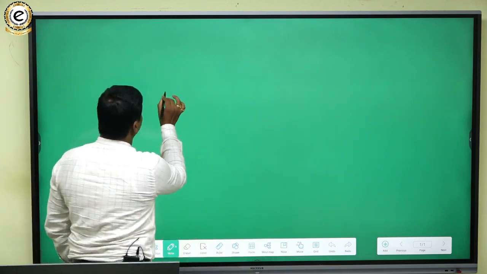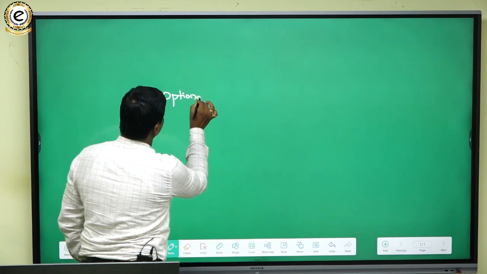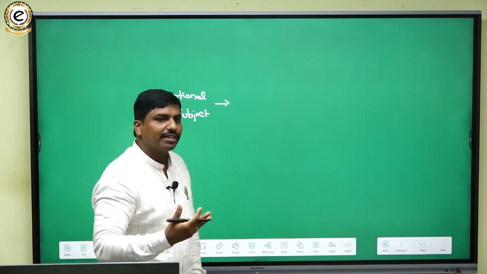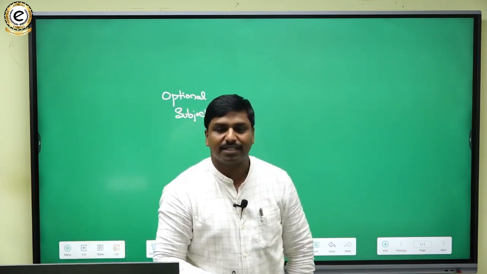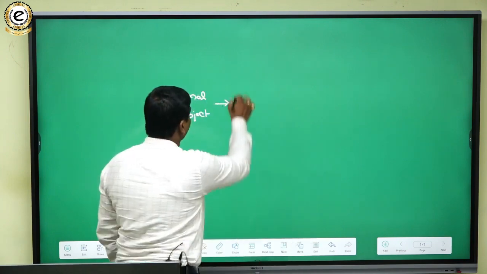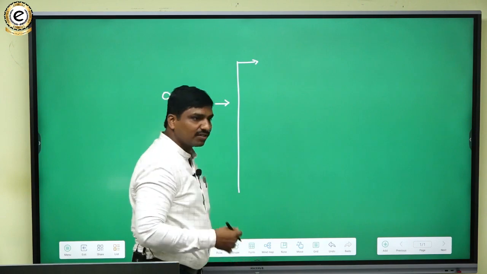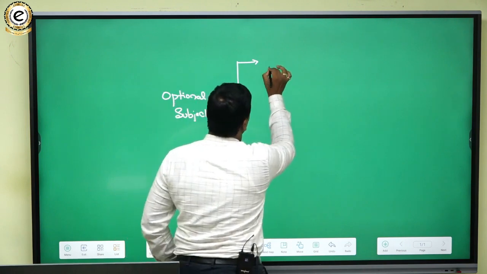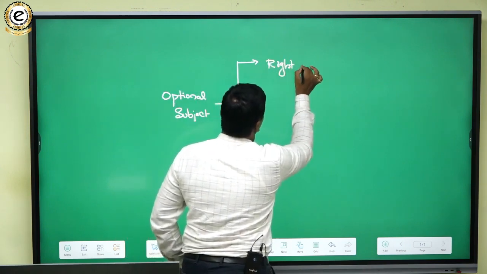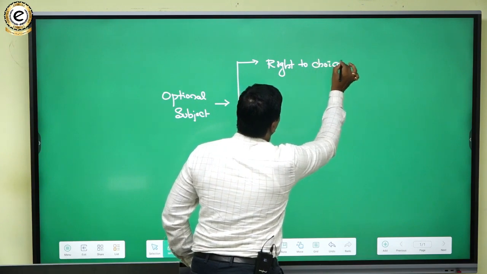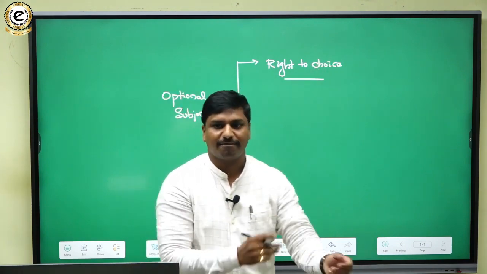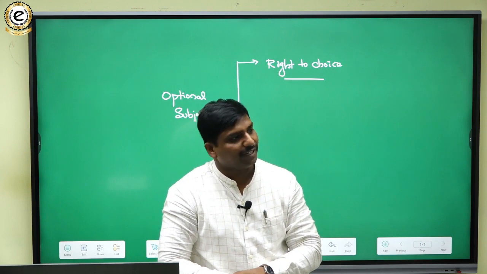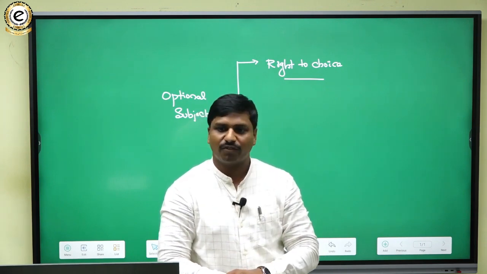If we want to list some important aspects of the optional subject, it gives aspirants a right to choice of selection. Based on your own field of interest, based on your own choice, you can select an optional. Before selecting an optional, we shall have to check some criteria on how to select and choose an optional. As it gives a right to choice, from that point of view it is one of the best, because you can choose the subject of your own choice.